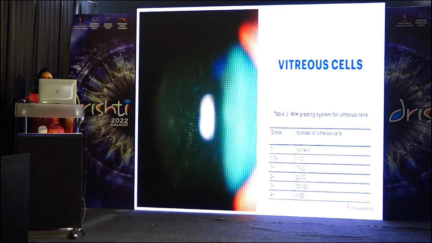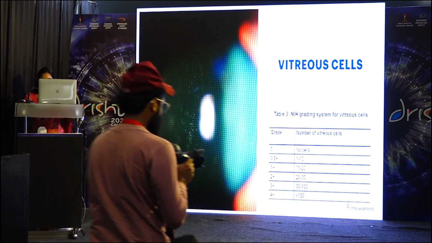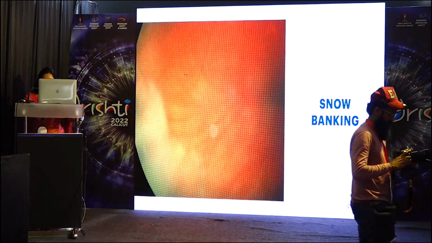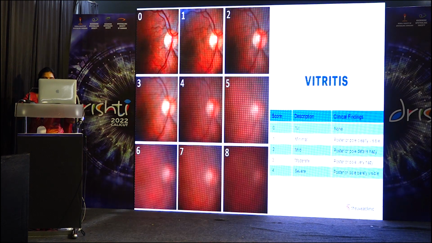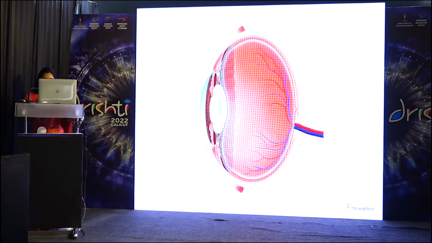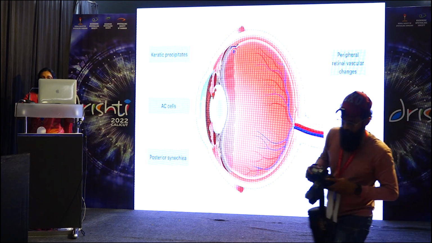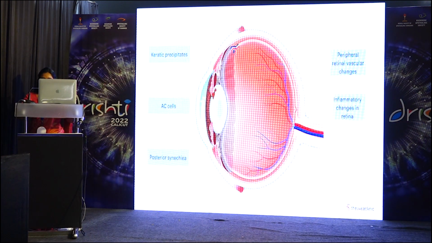So this is how vitreous cells look. Vitreous cells may be of various degrees. This is how snowballs look, and this is snow banking, most commonly in the inferior periphery, and it may go up to 360 degrees. This is vitritis in various intensities. So nothing in uveitis is exclusive. You can have associated anterior uveitis where there may be associated KPs, AC cells, posterior synechiae. You can have peripheral retinal vascular changes, inflammatory changes in the retina, and disc edema.